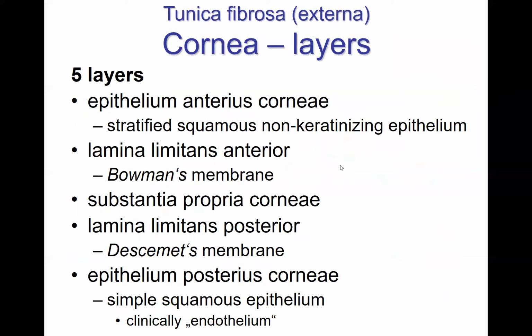Now we go inside. We have 5 layers, and they are important concerning the injury. Okay, we are going to start in the middle. So we have some proper substance. And on the proper substance, we have 2 epithelia. Anterior epithelium, which is derived from superficial ectoderm. So it's like a skin.